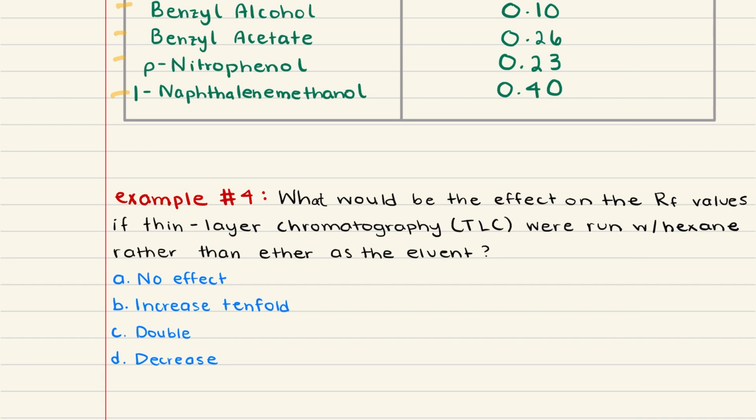So if you use a more polar solvent than ether, then the compounds will move farther, giving you a higher RF value. But if you switch to a less polar solvent like hexane, then compounds, especially polar ones, won't be pulled up as well. They'll stick to the stationary phase and they will travel less. So the overall effect is that the RF values will decrease if we switch from ether to hexane. The correct answer for 4 is D.